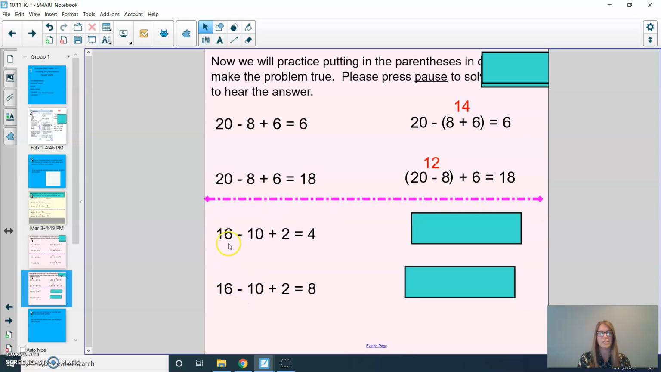If I have the numbers 16 minus 10 plus 2, and for the first time I want to equal 4, where would I put the parentheses in order to make that true? Which part of that do I need to do first? Press pause and then play to hear the answer.